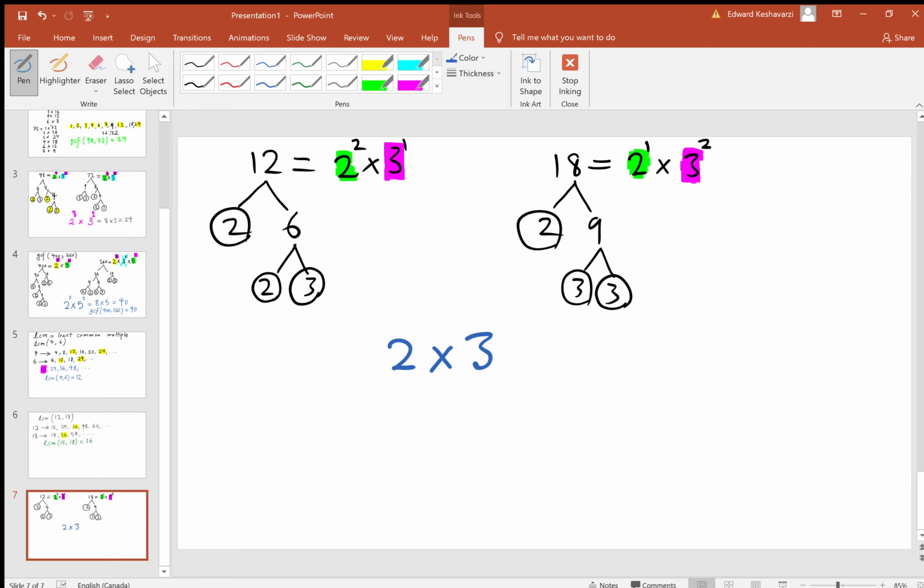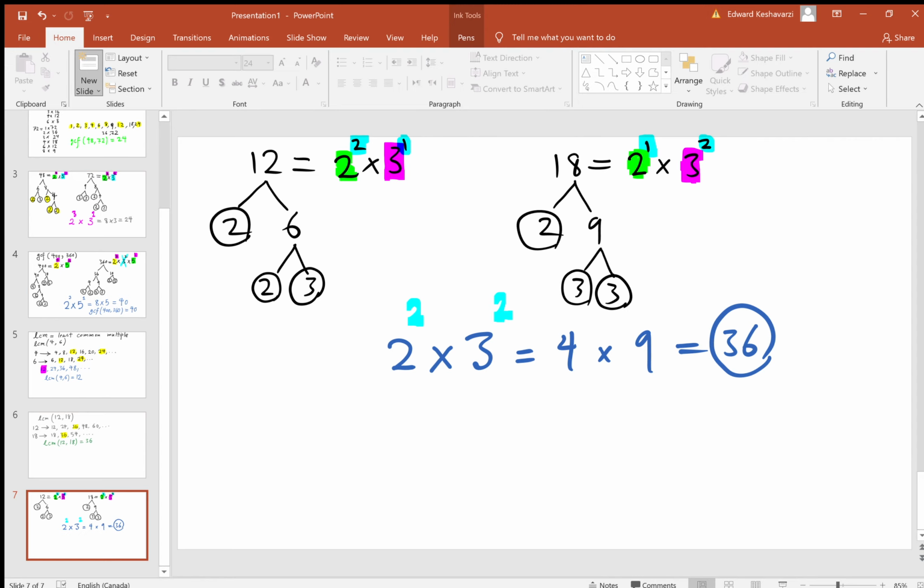Unlike the GCF, you will choose the maximum exponents. So you compare the exponents of 2, which are 2 and 1, and you choose the largest one, which is 2. Also, between 1 and 2, 2 is bigger. This is why we choose 2 here. Now let's evaluate this one. 2 squared is 4 and 3 squared is 9. So 4 times 9 is 36. This is the exact answer that we got with another method.